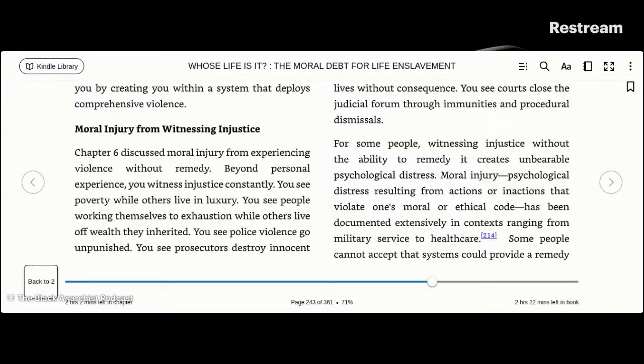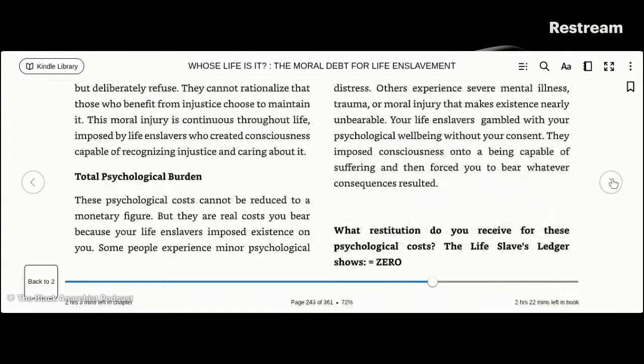Some people cannot accept that systems could provide a remedy, but deliberately refuse. They cannot rationalize that those who benefit from injustice choose to maintain it. This moral injury is continuous throughout life, imposed by life enslavers who created consciousness capable of recognizing injustice and caring about it. Total psychological burden. These psychological costs cannot be reduced to a monetary figure, but they are real costs you bear because your life enslavers impose existence on you.